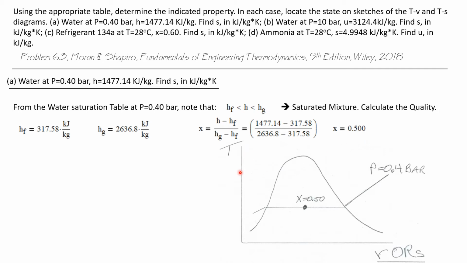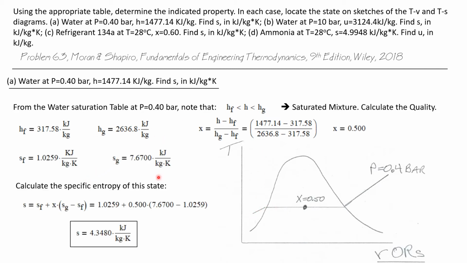So I'm going to plot that on a TV or a TS diagram. And the plot will always look the same for these two properties. So I'm just going to call the horizontal axis here the specific volume or the specific entropy. And the plot will look the same. So here we are. We have a saturated mixture with a quality of 50% sitting on the pressure of 0.4 bar. Now that we know the quality, we can calculate the entropy for this mixture.